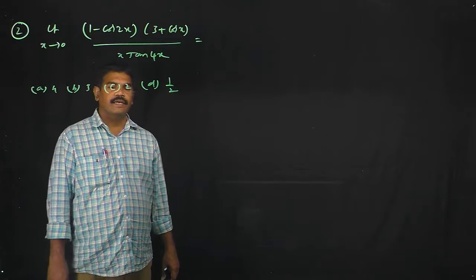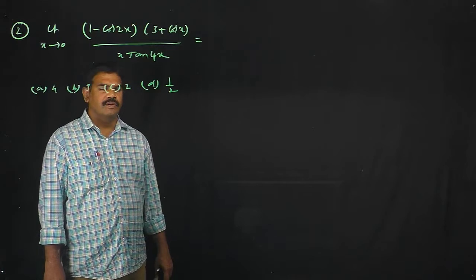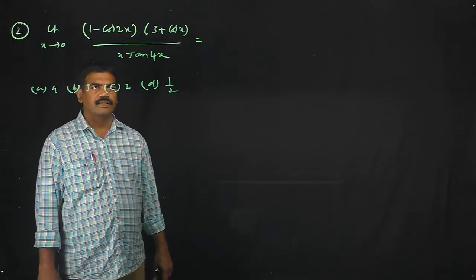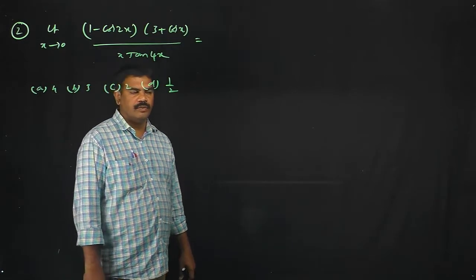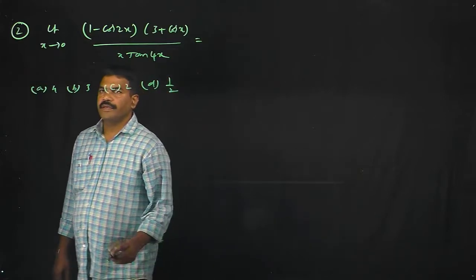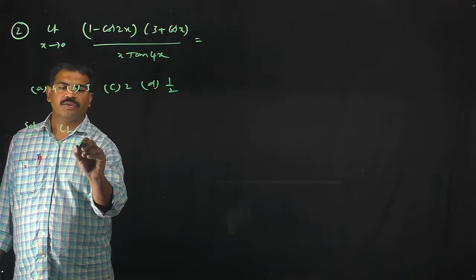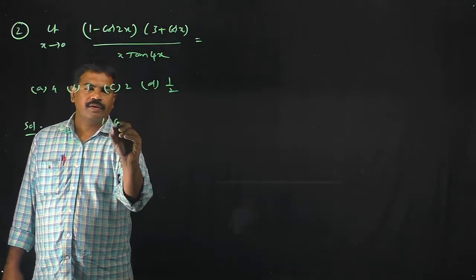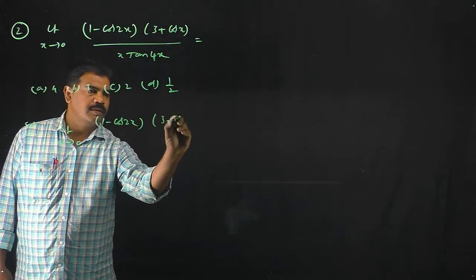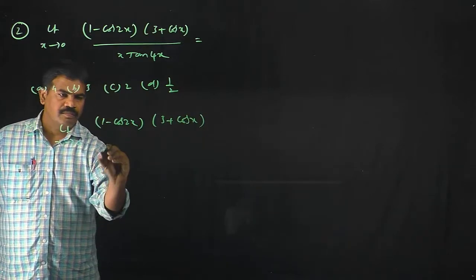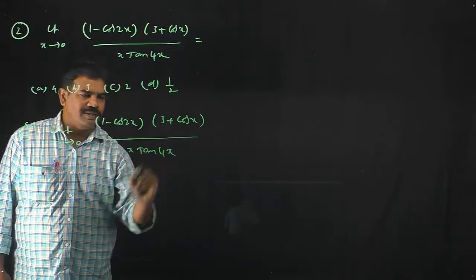Dear students, see another problem: the limit as x tends to 0 of (1 minus cos 2x) into (3 plus cos x) by x tan 4x equals. The given options are A 4, B 3, C 2 and D 1 by 2. Take the given function: limit as x tends to 0 of (1 minus cos 2x) into (3 plus cos x) by x into tan 4x.